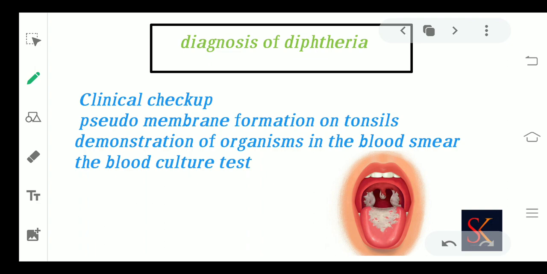Moving to the diagnosis, how will you diagnose? As I've just told you, very easy. Whenever you see this white flaky appearance of a pseudomembranous formation in the oral cavity, especially near the tonsil region, there is a 99% chance that it is going to be diphtheria only. Other than that, you can also demonstrate the organisms in the blood smear or do a blood culture test. So these are the three things we can do: check for the pseudomembrane formation, demonstrate organisms in the blood smear by staining them, or go for a blood culture test.